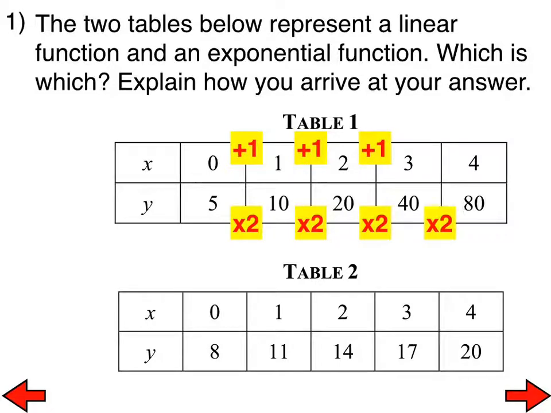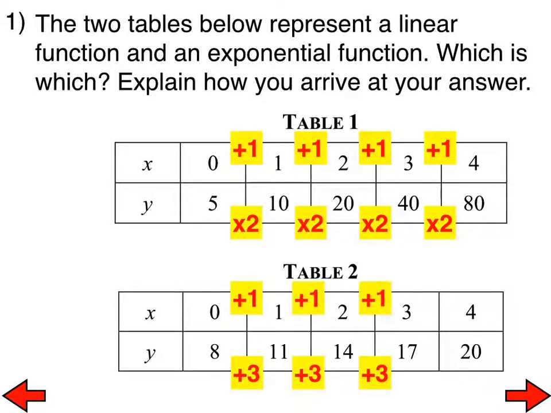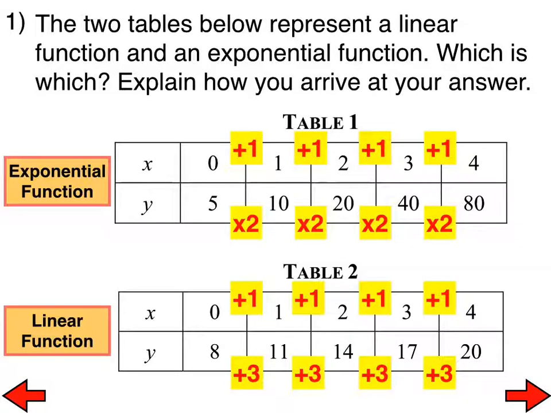That makes that an exponential function, and that, of course, will help us quickly answer number 2, in which you're supposed to come up with the equation for the function. And then in table number 2, we're increasing by 1 each time for the x value, but we're adding 3 each time for the y value. Since we are consistently multiplying for the y values in table 1, that makes that exponential. And since we are consistently adding 3 each time to the y value in table 2, that makes that a linear function.